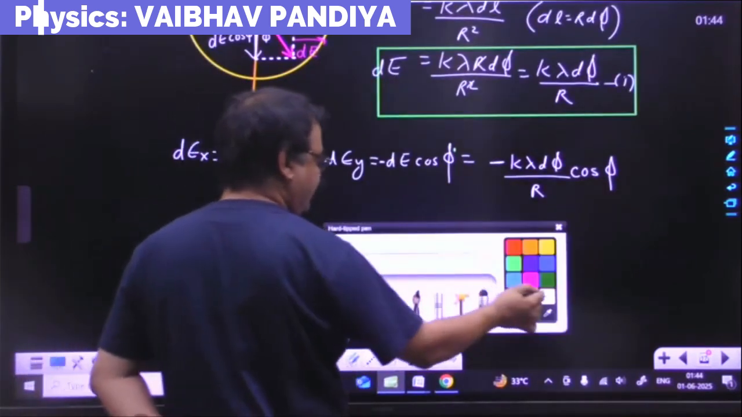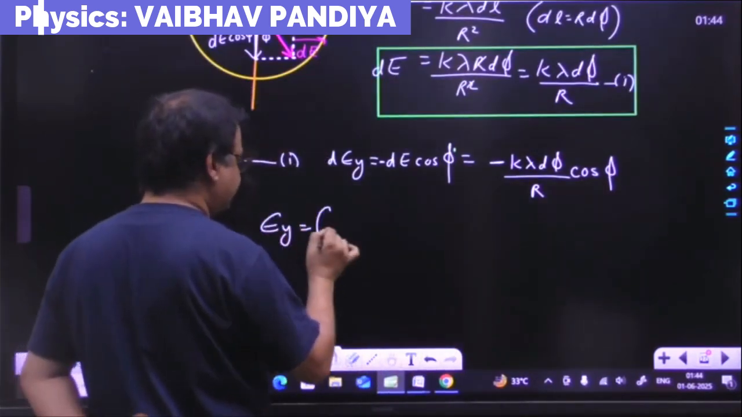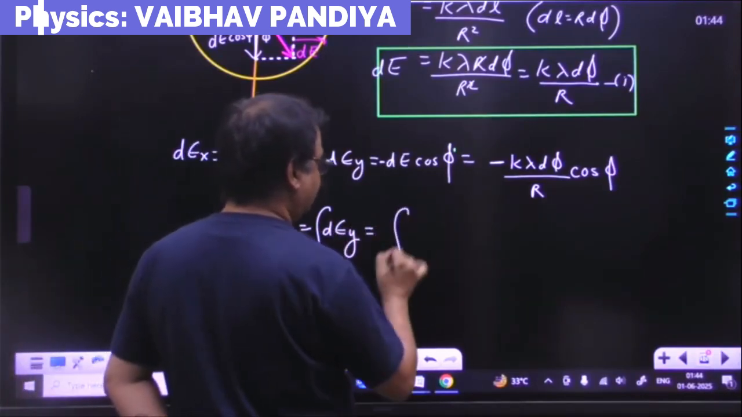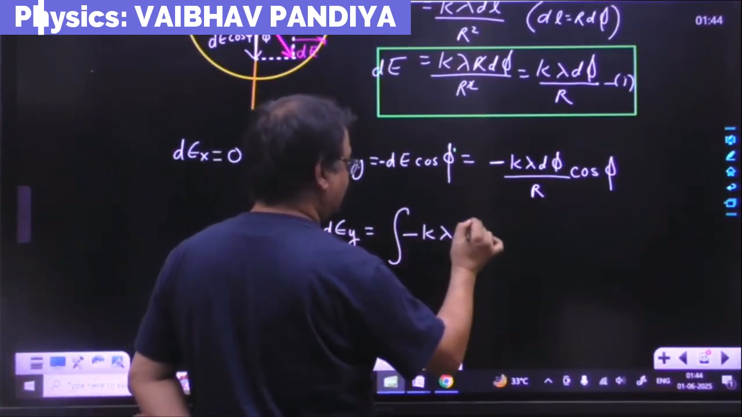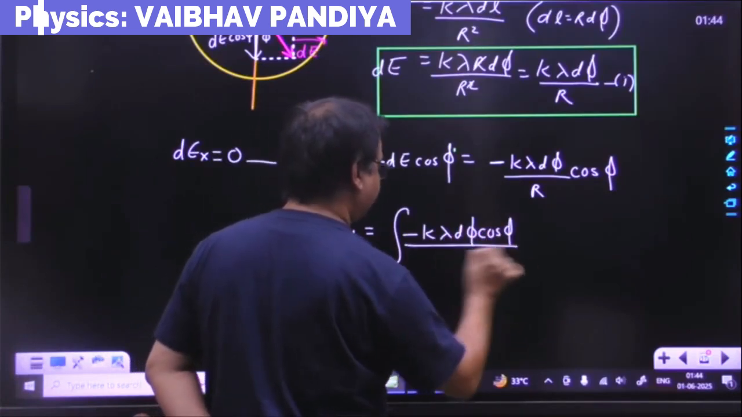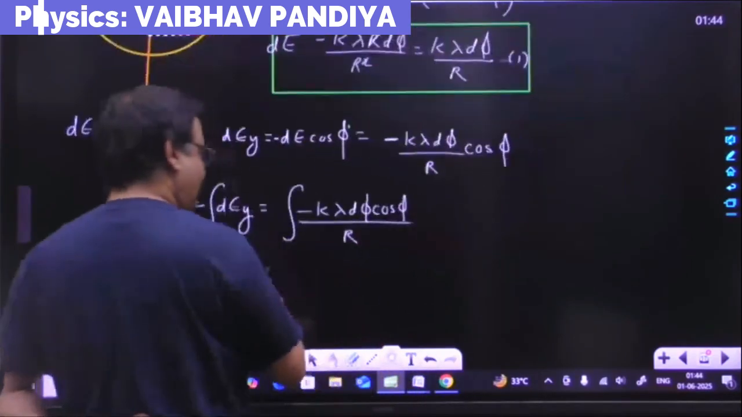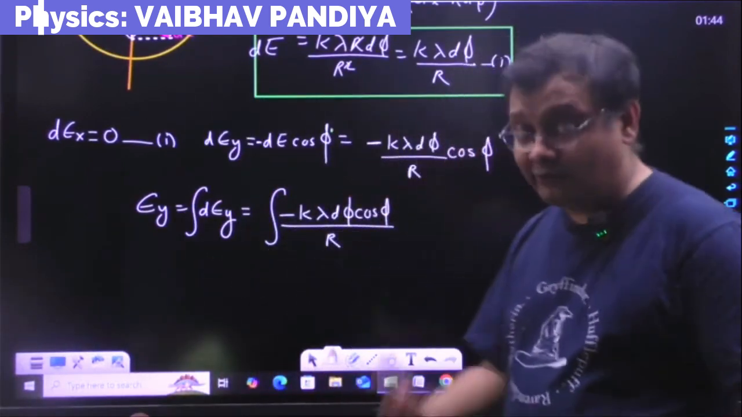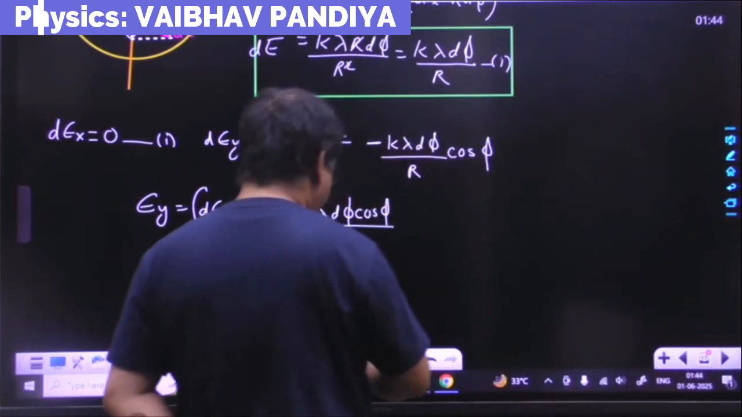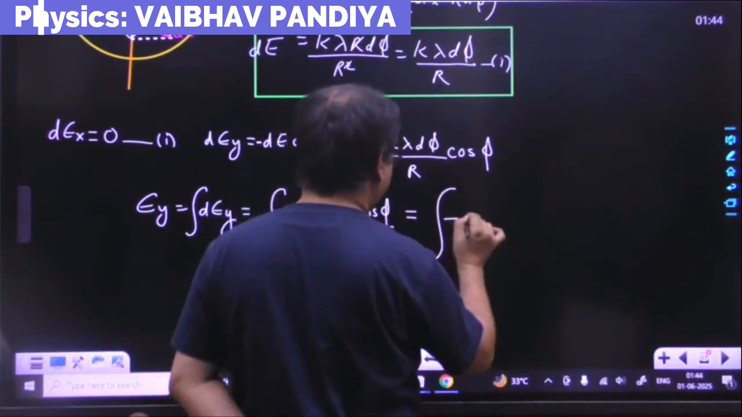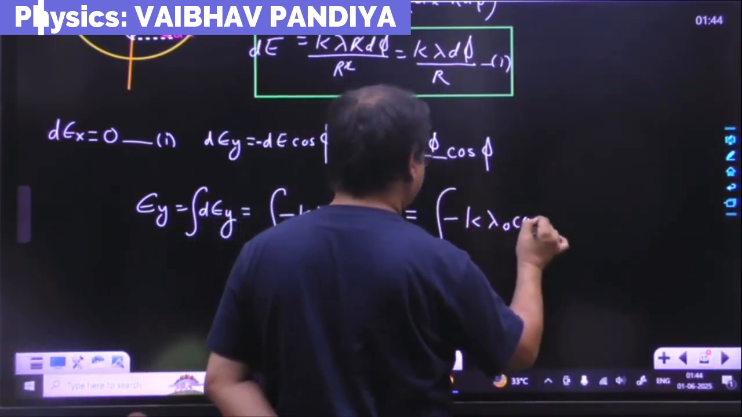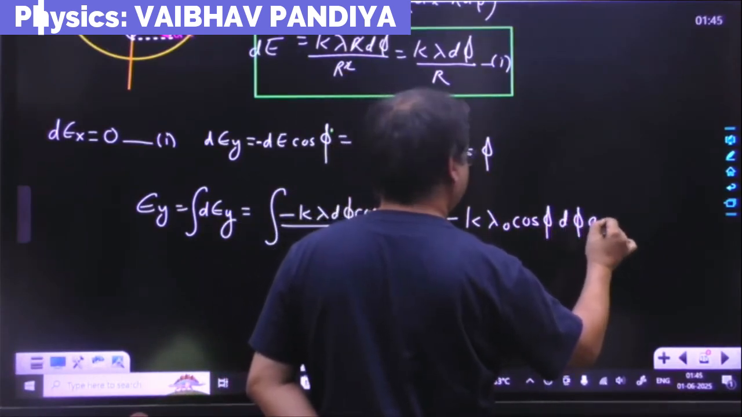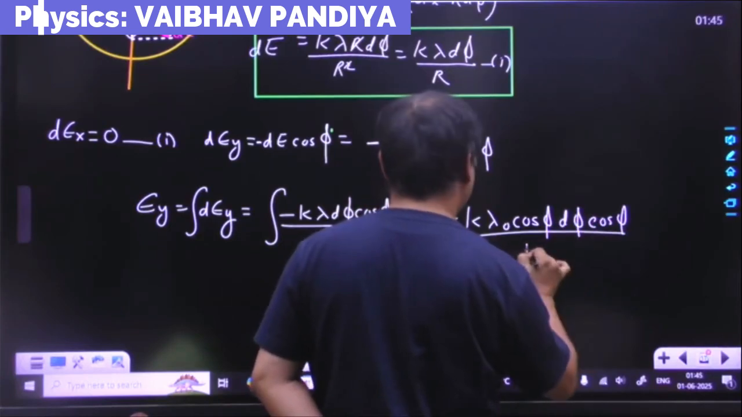Now if you want to find Ey, we have to integrate. We know vector integral is done along different axes. So I will have minus k lambda d phi cos phi divided by r. Now we cannot bring lambda outside because in this present problem lambda is a function of azimuth. So lambda is given to be lambda naught cos phi. So I'll have minus k lambda naught cos phi d phi cos phi divided by r.